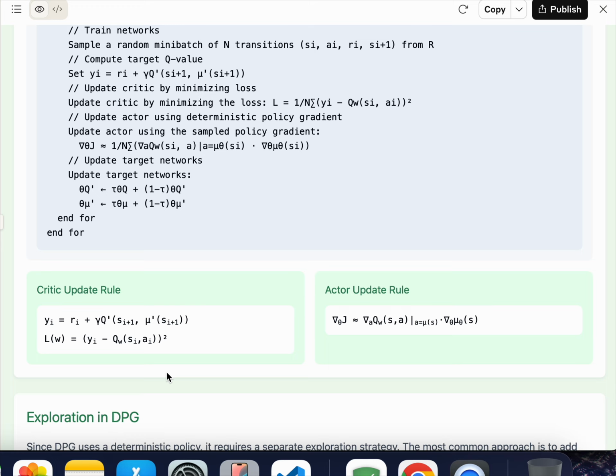After updating the critic, we move on to the actor. The actor update uses the deterministic policy gradient. Basically, we want to adjust the actor's parameters so that it chooses actions that the critic thinks are better. And the gradient comes from the chain rule. How does the Q value change with respect to the action, and how does the action change with respect to the actor's parameters?